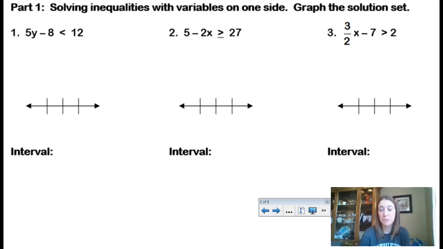I suffer from pretty significant dyslexia, and I'm really tired right now, so it's going to be really bad if I start trying to flip my interval or my inequalities around.